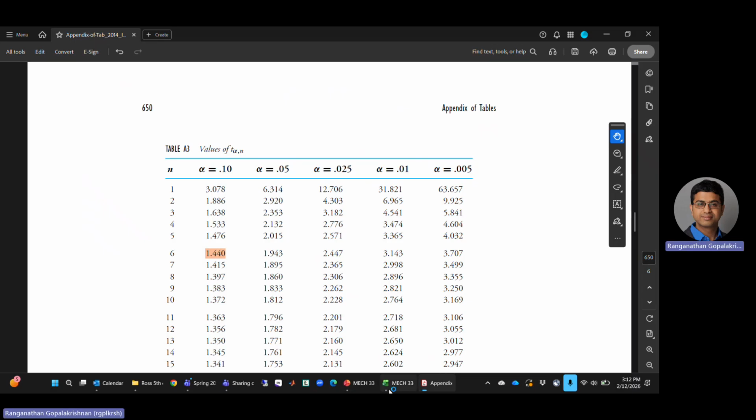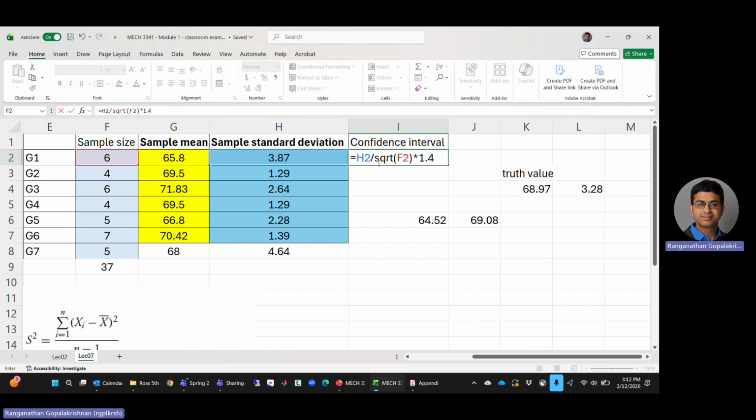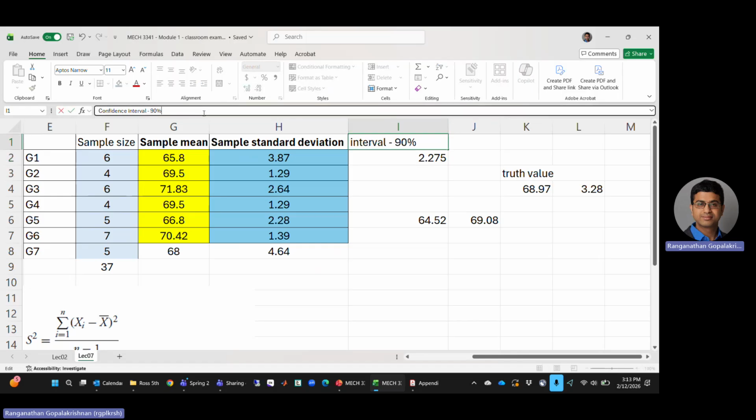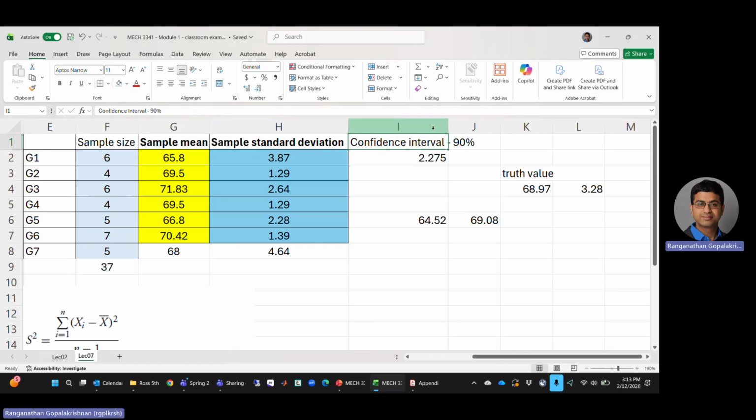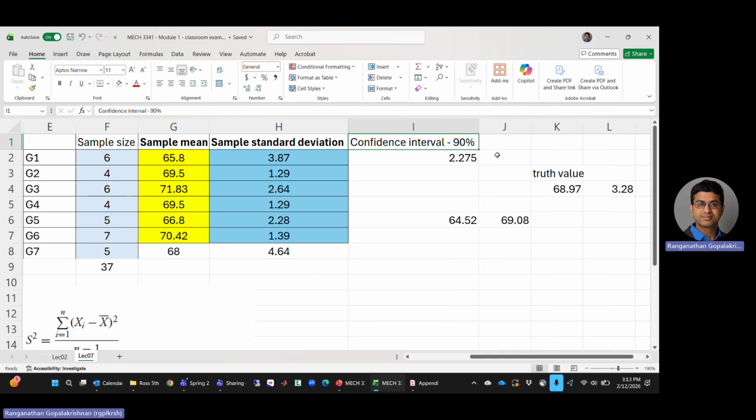1.44. I'm going to go back here and multiply by 1.440. So this confidence interval, I'm going to round it off to 3 decimal points. I'm computing with 90%. If I wanted 90% confidence, I'm getting 2.275.